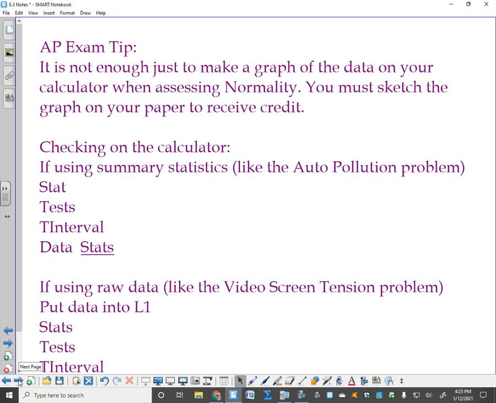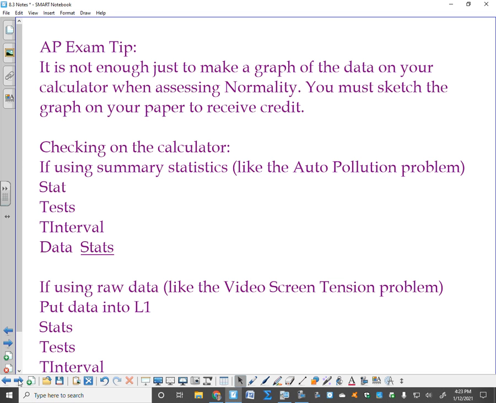All right, okay, AP exam tip. It is not enough just to make a graph of your data on your calculator when assessing normality. You must sketch the graph on your paper. It's not enough just to graph it on your calculator. You have to sketch the graph on your paper, and you have to state no strong skewness, no outliers. Again, you are communicating to them. They don't know that you've typed it into your calculator. So you are communicating to them.